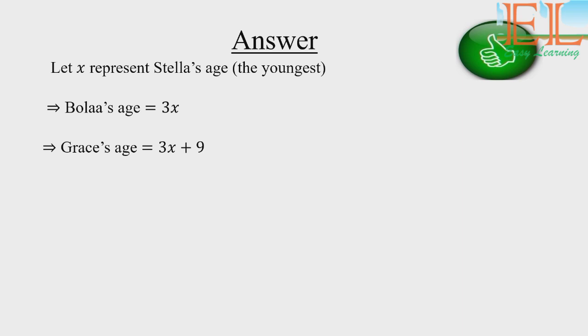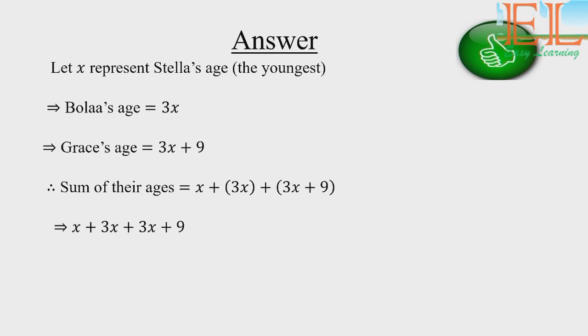Now, summing these ages, I have x plus 3x plus 3x plus 9. And when I'm simplifying, I have x plus 3x plus 3x plus 9. That gives me 7x plus 9. And that is the sum of their ages, expressed algebraically.